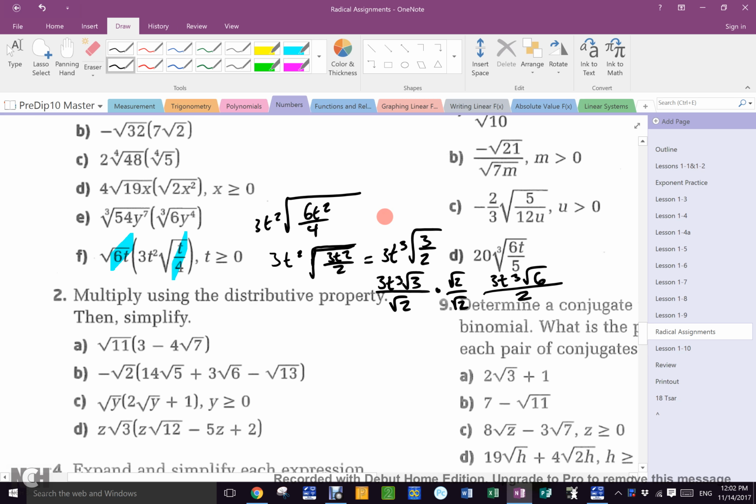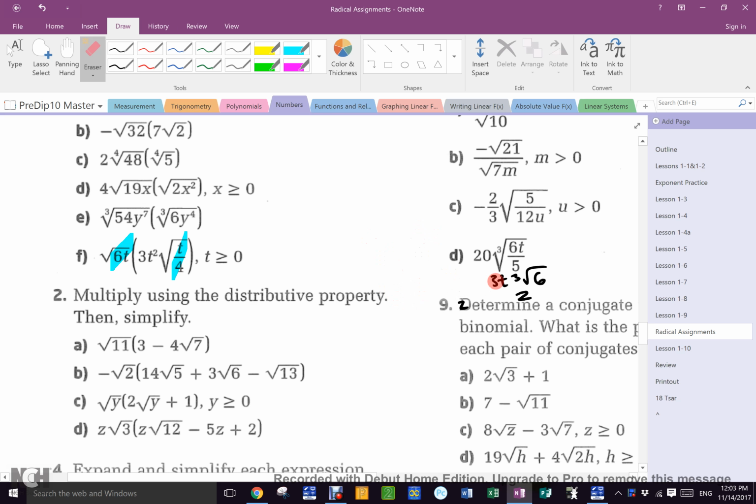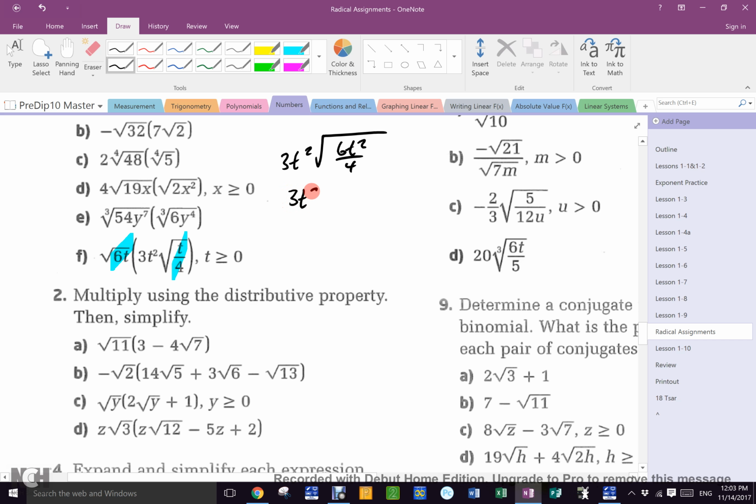Do people need to see it prettier? To show that one prettier, I would go 3t squared square root 6t squared over 4. I would take out the t squared, so I'm left with 3t cubed root 6 over 4. I would simplify that: 3t cubed root 3 over 2, which is technically 3t cubed root 3 over root 2.